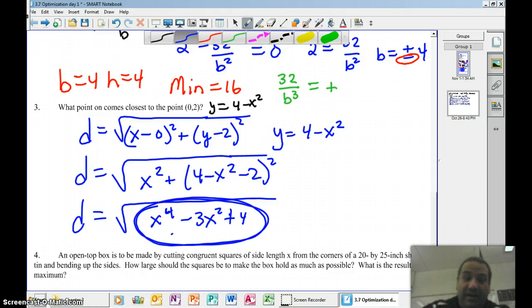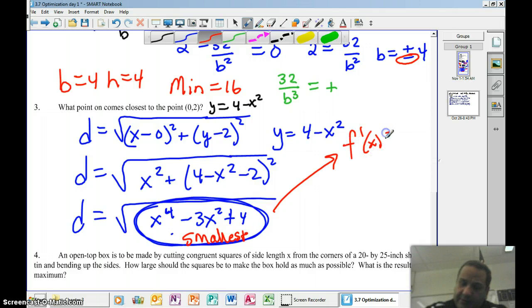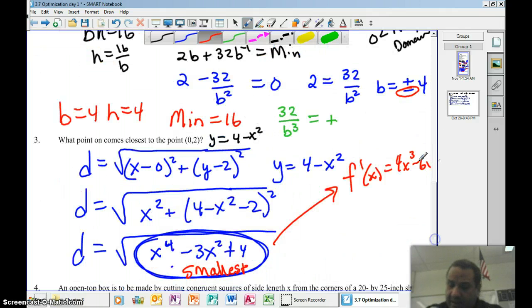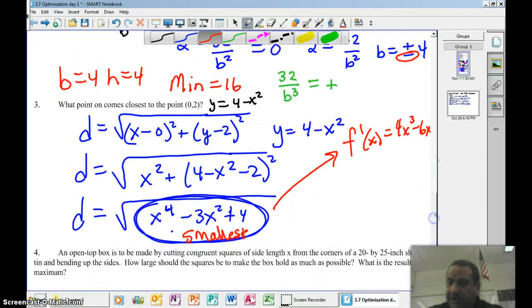Don't let anybody hear this, but we're just dropping the square root. So I just want to know when this is the smallest. I'm going to say the derivative of this is, you tell me, 4x cubed minus 6x. 4x cubed minus 6x. All right, so I find out that I get 0, square root of 3 halves, and negative square root of 3 halves.